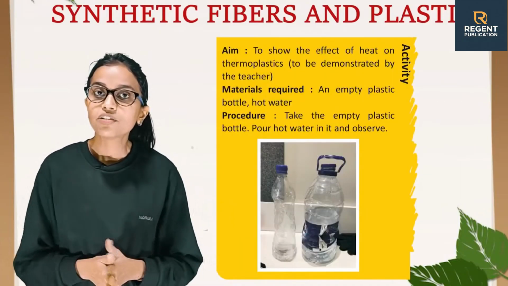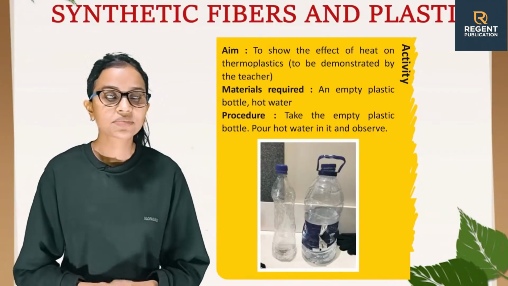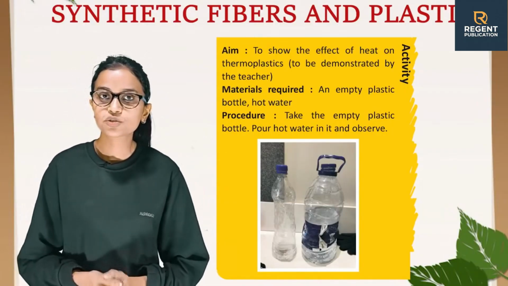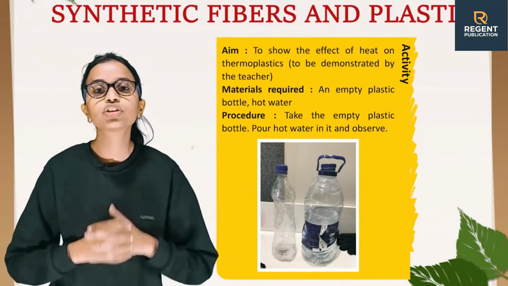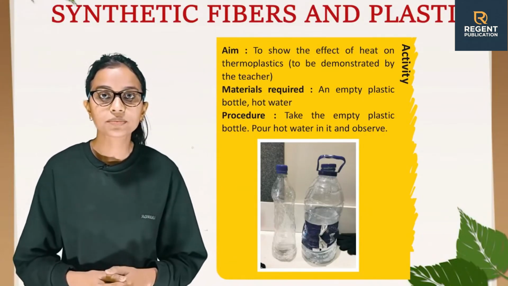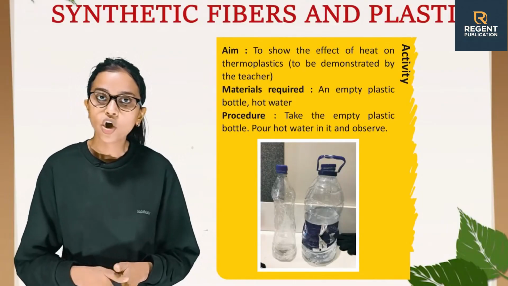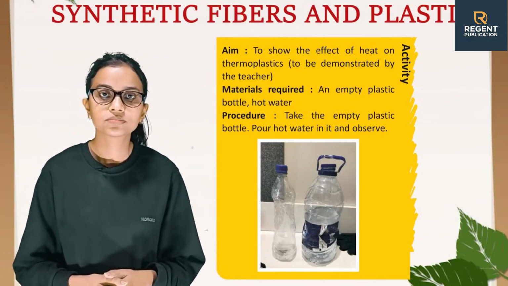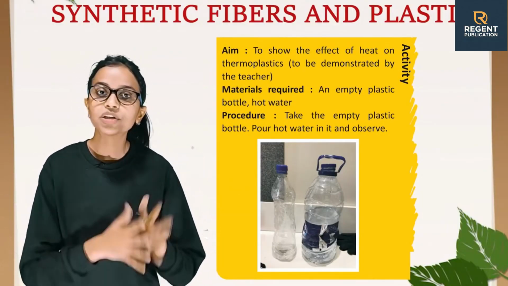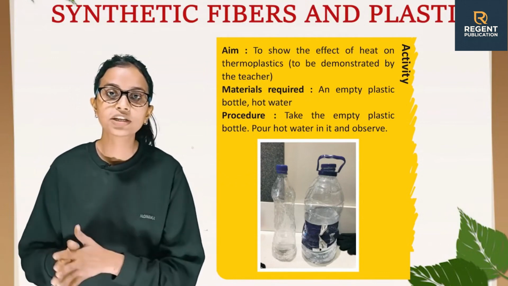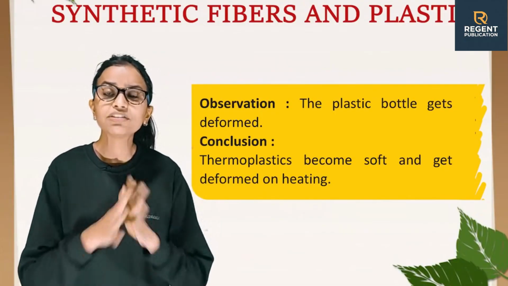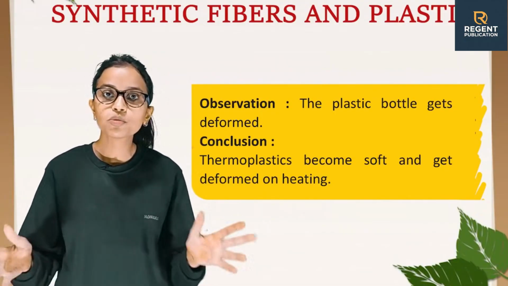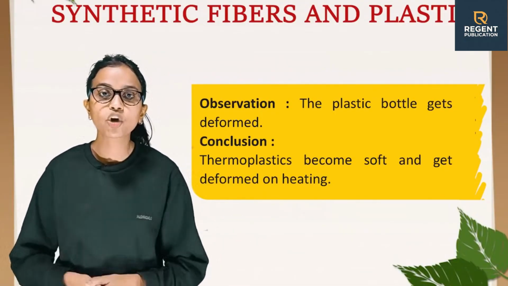Now again we have another activity, and the aim of this activity is to show the effect of heat on thermoplastics, to be demonstrated by the teacher. Material required: an empty plastic bottle and hot water. Procedure: take the empty plastic bottle, pour hot water in it and observe. Observation: the plastic bottle gets deformed. Conclusion: thermoplastic becomes soft and gets deformed on heating.